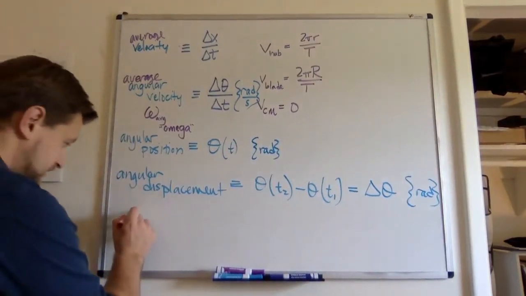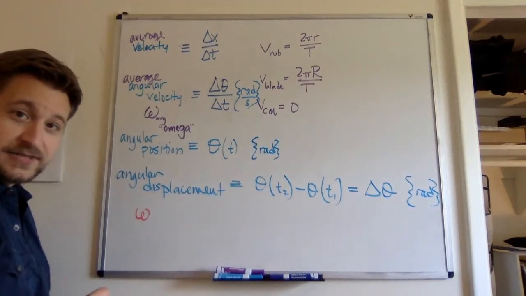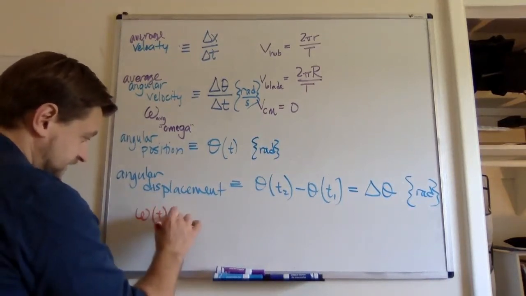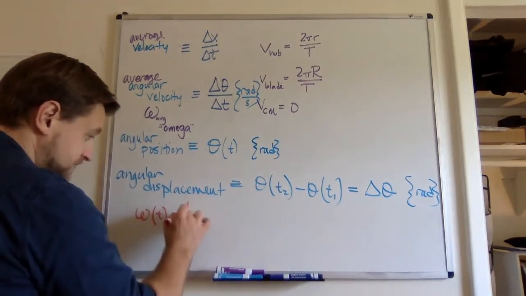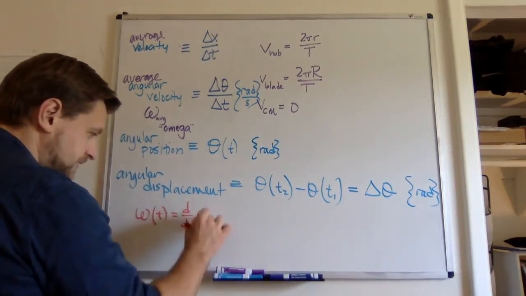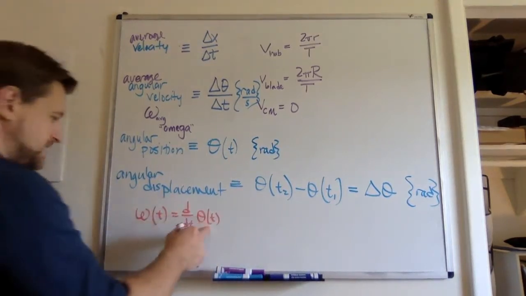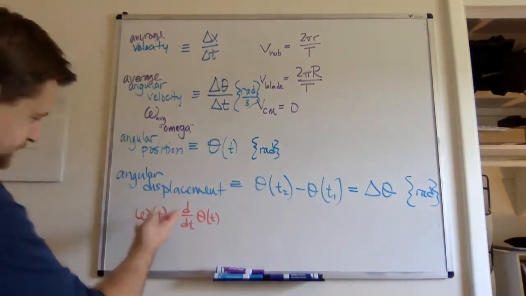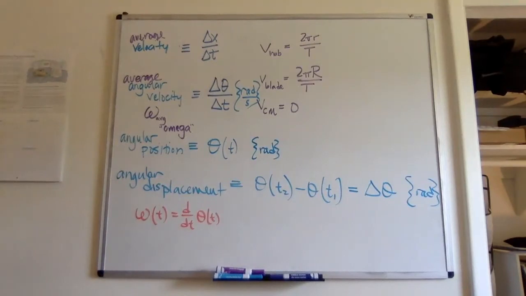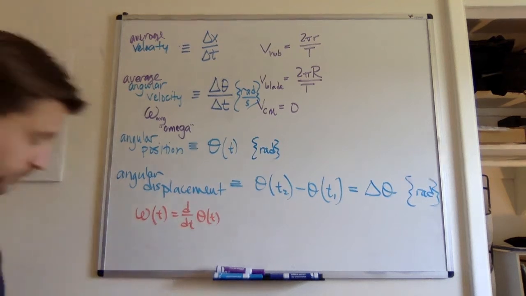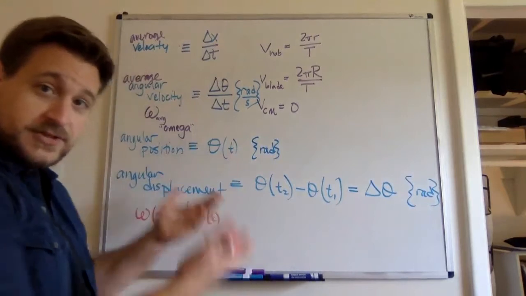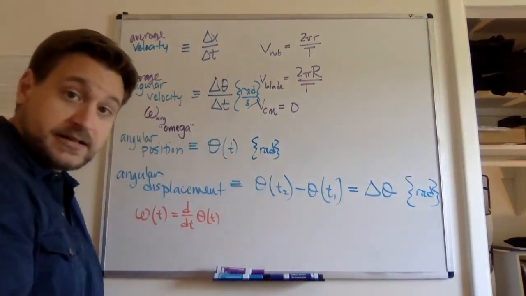So if you wanted instantaneous angular velocity as a function of time, then you could take the derivative of the theta. Angular position. Time rate of change of position, that's velocity, just angular. And it makes me think that we could define an angular acceleration just like we defined a linear acceleration.